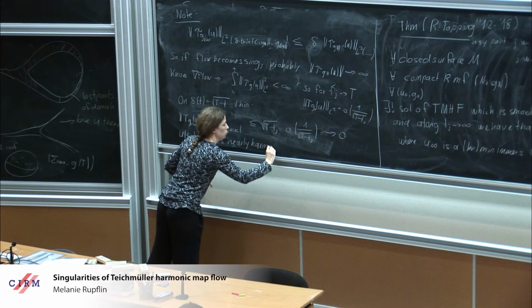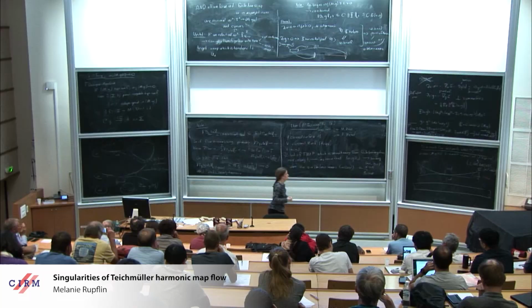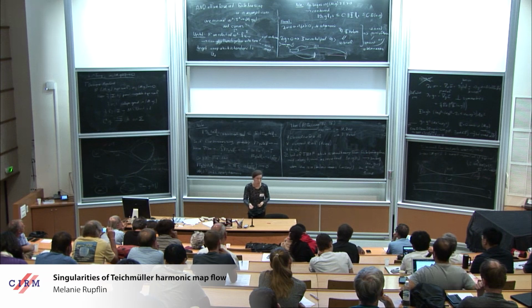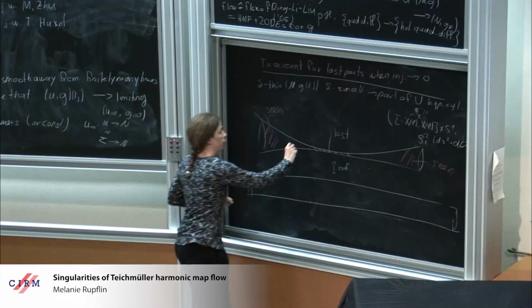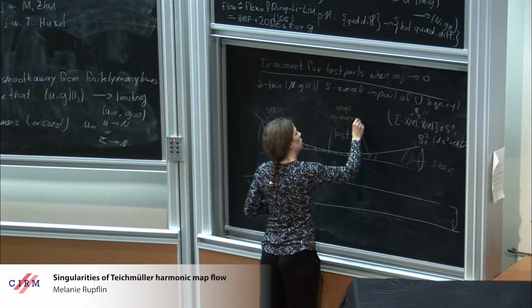So that tells me that on the lost part, I can distinguish between some bits. I have some bits where I'm already okay. I know that if I have my injectivity radius very small, I'm okay. So I have a new region here, where the map is nearly harmonic, and this region is given by the square root of t minus t thin.